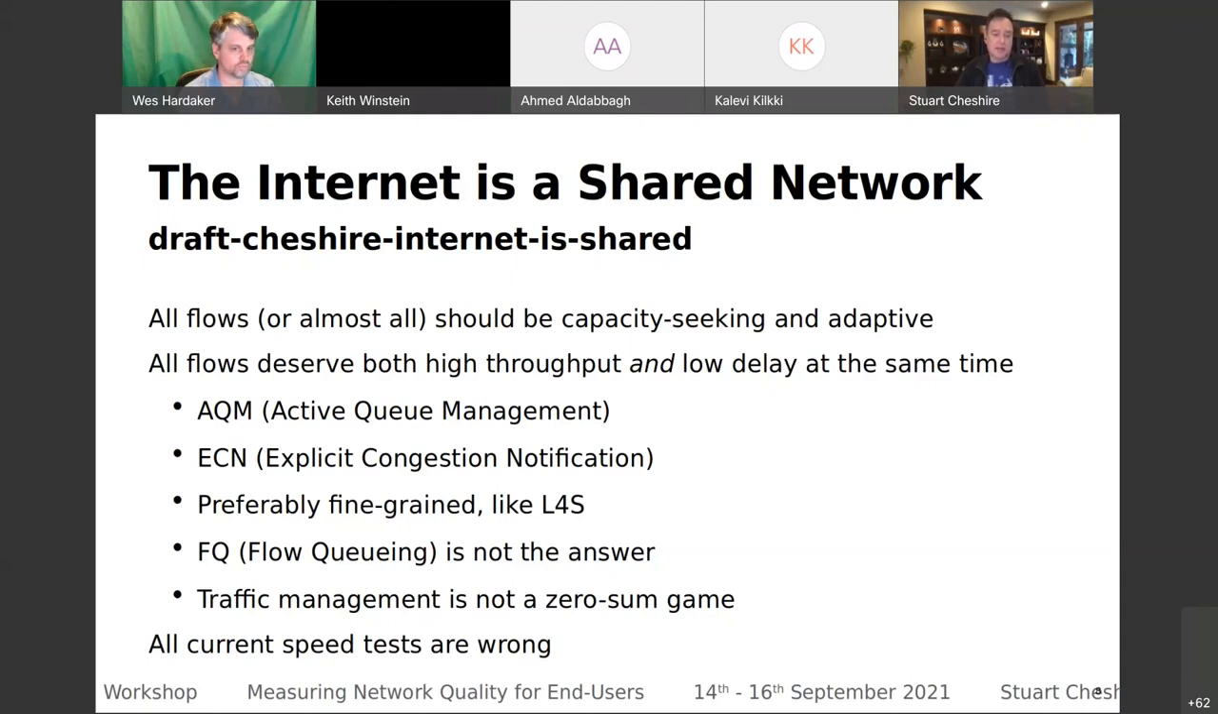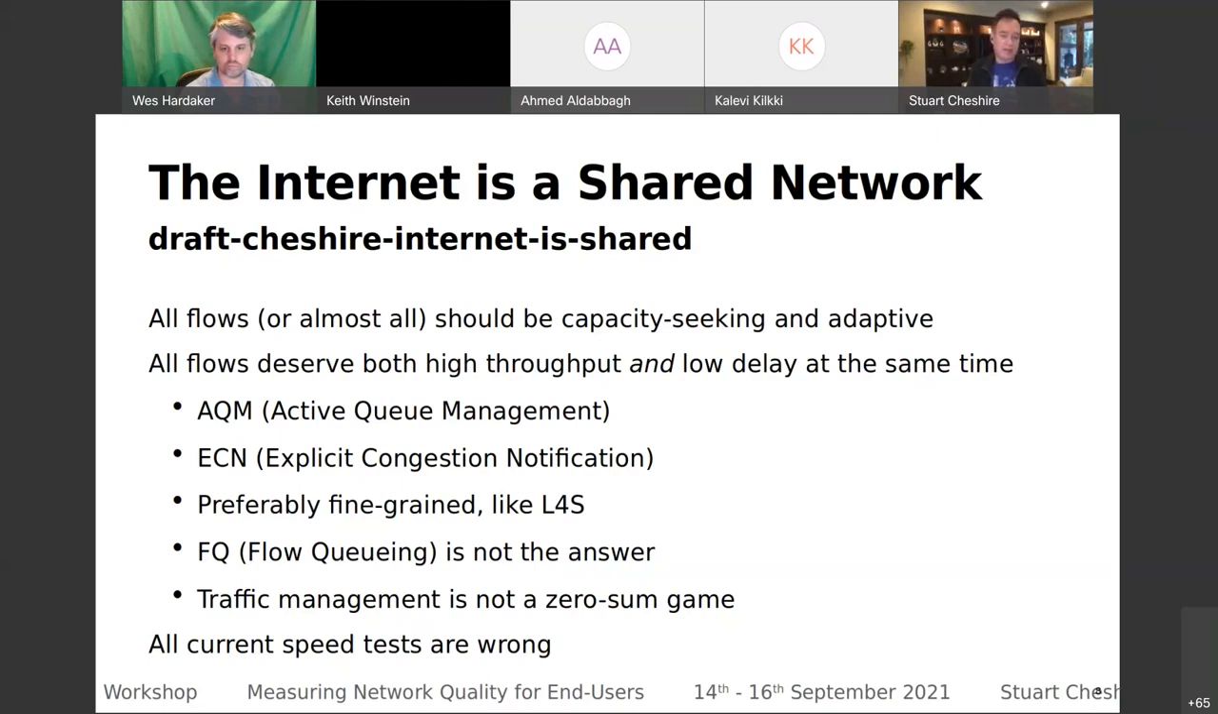I believe that all flows in the network should be capacity seeking. If there's more capacity available, I want my video conference to give better video and audio quality. But if there's less capacity available, I don't want it to just fail. I want it to adapt. I believe that all flows in the network deserve to get both high throughput and low delay at the same time.